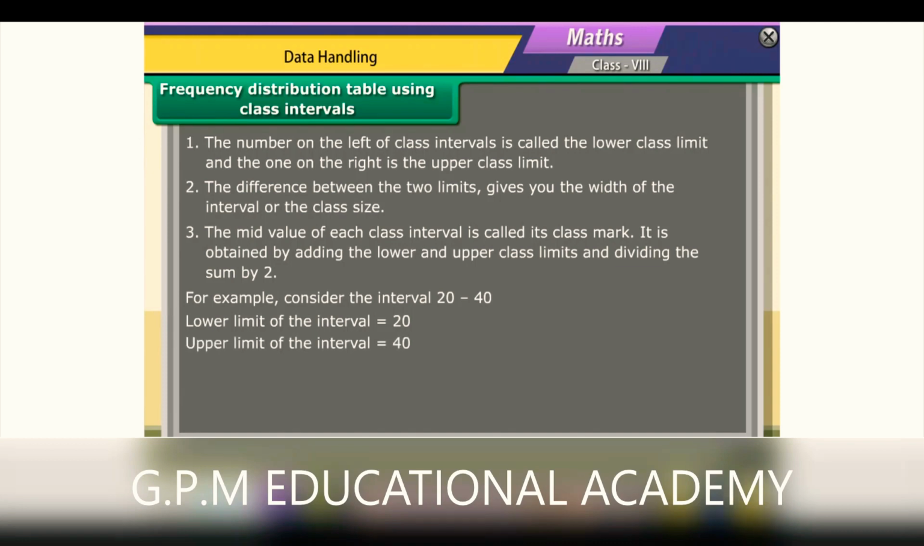Upper limit of the interval is 40. Width of the interval is equal to 40 minus 20, which equals 20. Class mark is equal to (20 + 40) upon 2, which is equal to 60 upon 2, which equals 30.